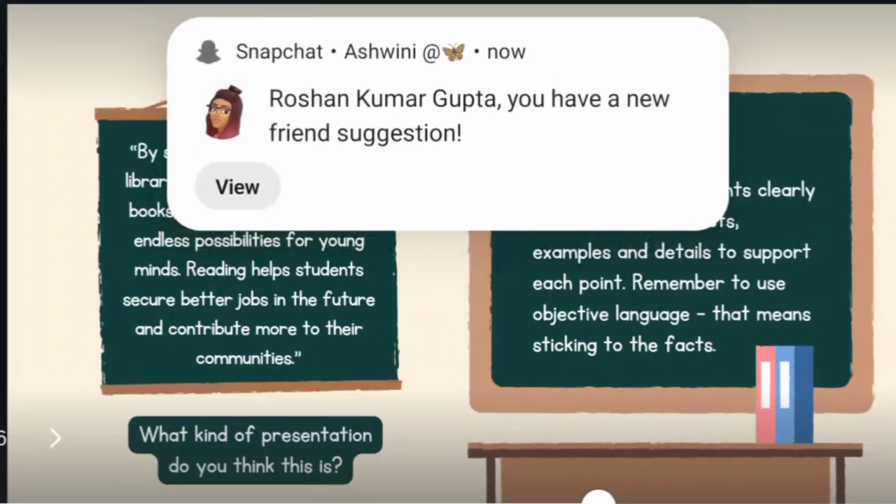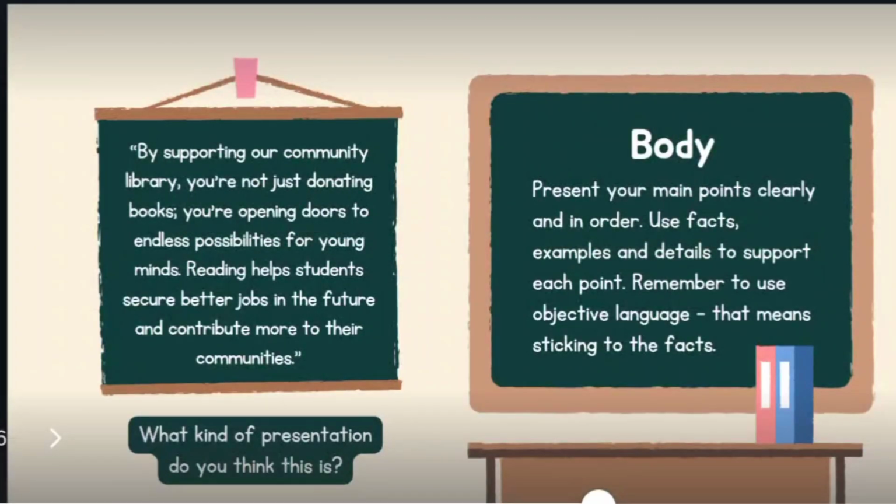Body. By supporting our community library, you are not just donating books, you are opening doors to endless possibilities for young minds. Reading helps students secure better jobs in the future and contribute more to their communities. Present the body: present your main points clearly and in order. Use facts, examples, and details to support each point. Remember to use objective language. That means sticking to the facts. What kind of presentation do you think? This is a persuasive presentation.